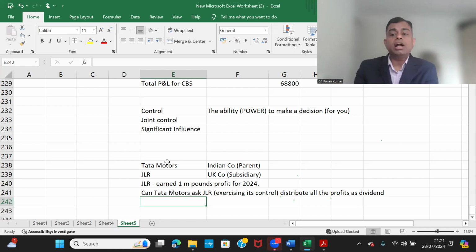Obviously, whatever Tata Motors says, that will happen. Who will appoint the directors of Jaguar Land Rover? Tata Motors. Who will remove directors if they don't want them? Tata Motors. Who will make operating decisions, like we'll enter this country, we'll enter that country? Tata Motors. So all the decisions of Jaguar Land Rover are not taken in London, they are taken in Mumbai, in India. They are taken in the chamber of the Tata Motors Board of Directors, not in the Jaguar Land Rover Board of Directors.